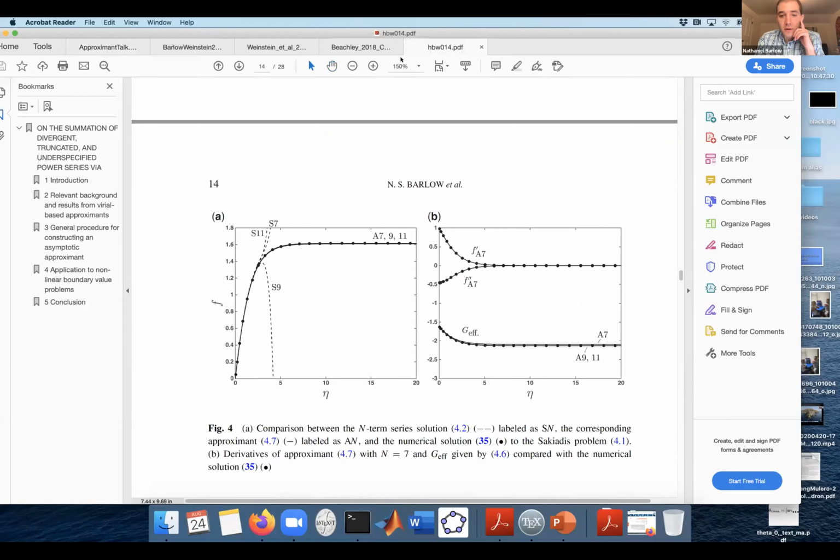Once you can get up to the second derivative, which you can see we can get highly accurately, we can build any ordered derivative.